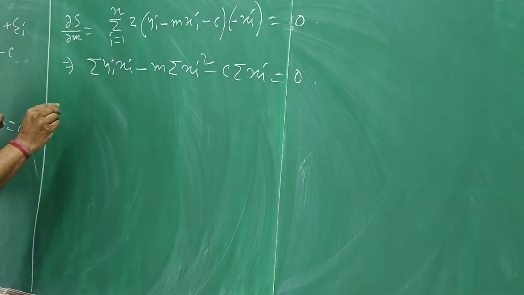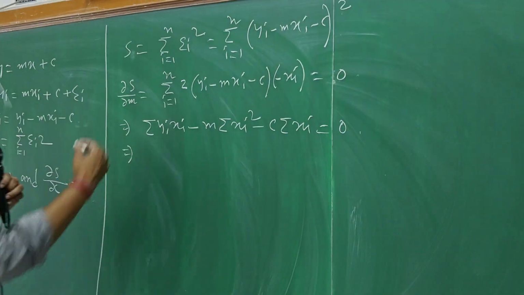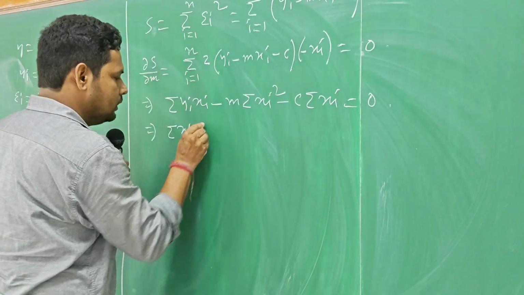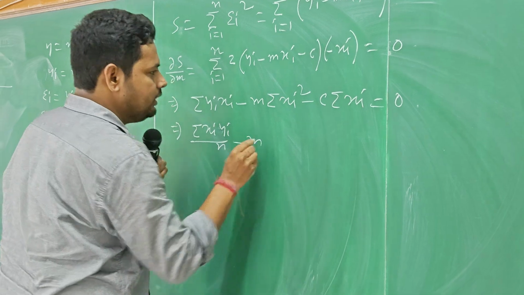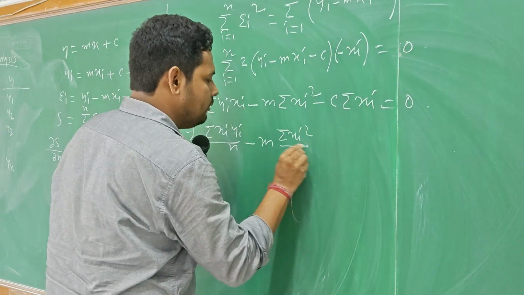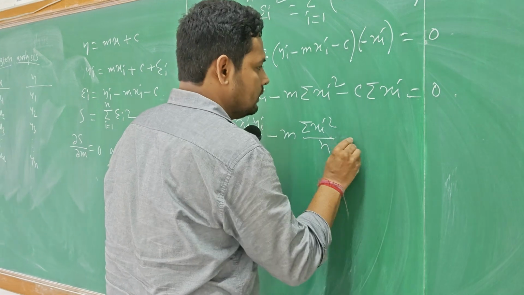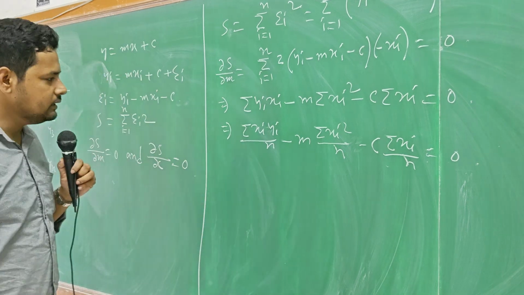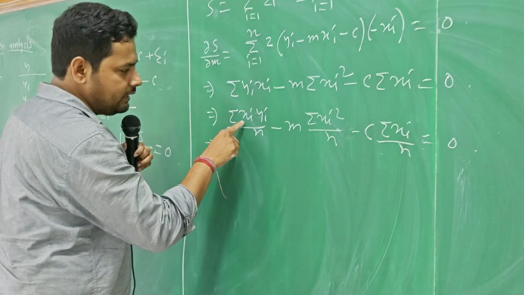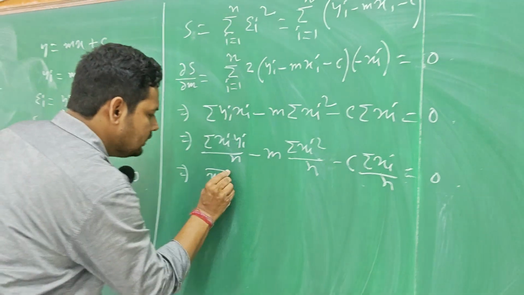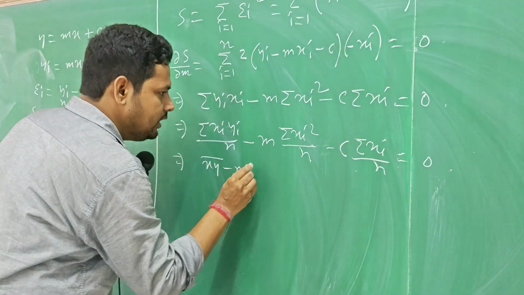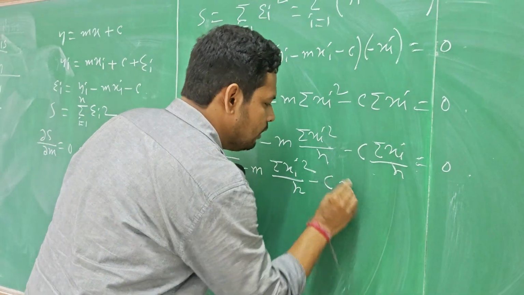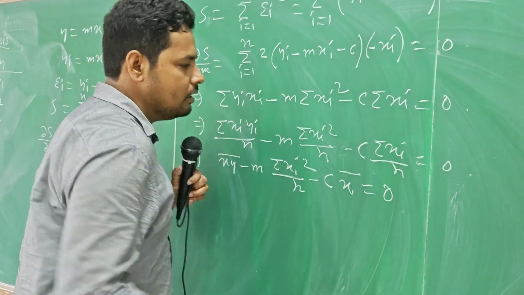So what we get? If we divide this by n, we will get summation xi yi by n minus m into summation xi square by n minus c into summation xi by n, this one equal to 0. So we can simplify and write this one is the mean value of x into y. So xy bar, the mean value of this, minus m into summation xi square by n minus c into x bar, this one equal to 0. This is the first relation.